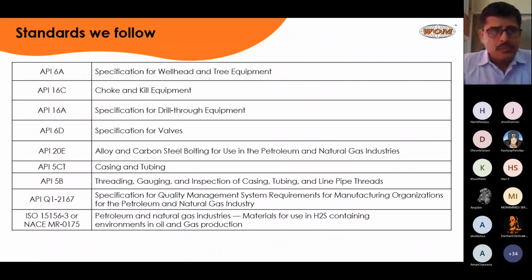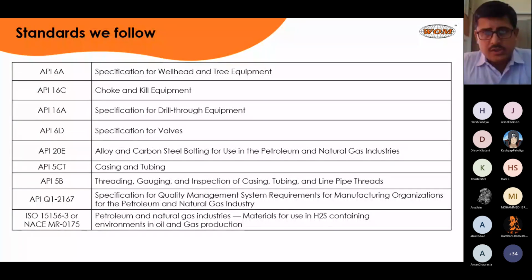Standards that we follow. These are the guidelines we have, and we have to adhere to these standards completely to supply these wellheads and equipment. The main one is API 6A, the specification for wellhead and tree equipment. 16C for the chokes and kill equipment. 16A for the drill through equipment. So what does drill through mean? Once you install this equipment, you can drill through it.